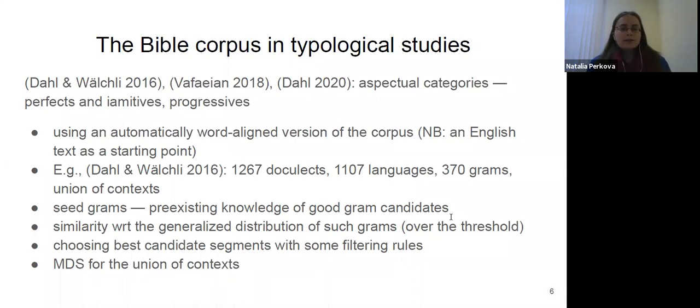You use a certain seed gram, so you know that this marker has a certain function, and then you calculate the similarity of other potential grams in other languages, and try to filter them out as best candidates. And only after you have chosen the candidates, then you can cluster the results and see what happens.